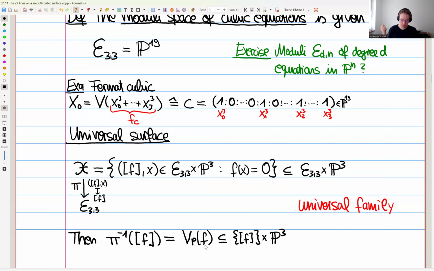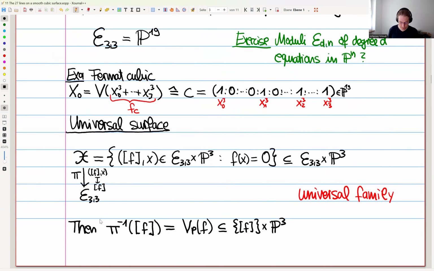And so you see why it's called the universal family, because if you take the pre-image of a point in this space of equations, then it's exactly the surface, the hypersurface in P3 cut out by this equation. So you find all of these surfaces in a nice family, and this is called the universal family. Okay, and so this all seems perfectly nice, except now we are really caring about smooth cubic surfaces. And it turns out the space E33 has a lot of elements which are not, in fact, smooth cubic surfaces.